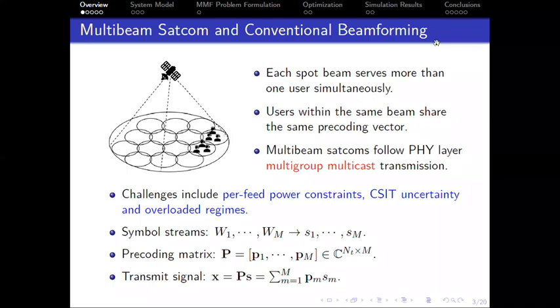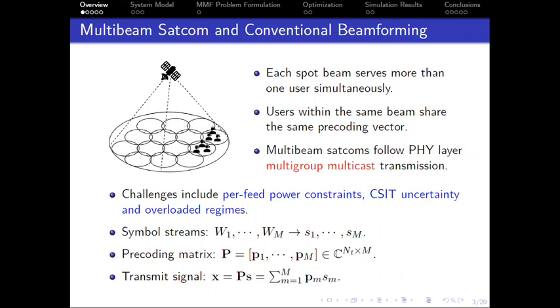According to the state-of-the-art technologies, each spot beam of the satellite serves more than one user simultaneously by transmitting a single coded frame. Multiple users within the same beam share the same precoding vector, since different beams illuminate different groups of users. This promising system follows the physical layer multigroup multicast transmission. Additionally, the multibeam satellite system suffers from several challenges, namely per-antenna power constraints, CSIT uncertainty, and overloaded regimes.